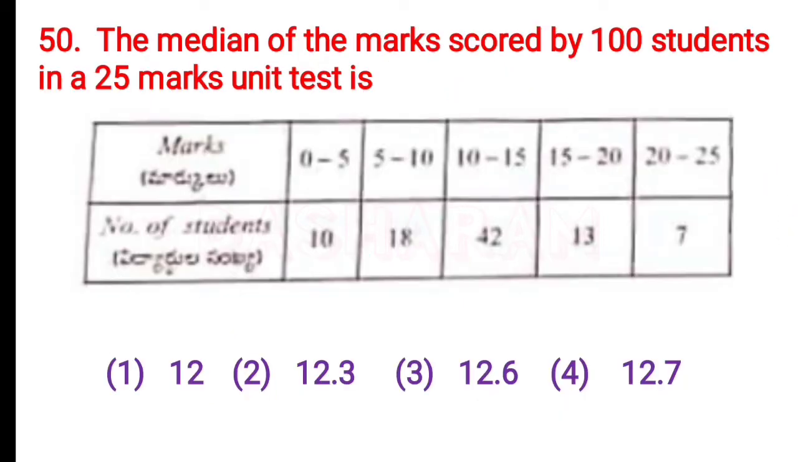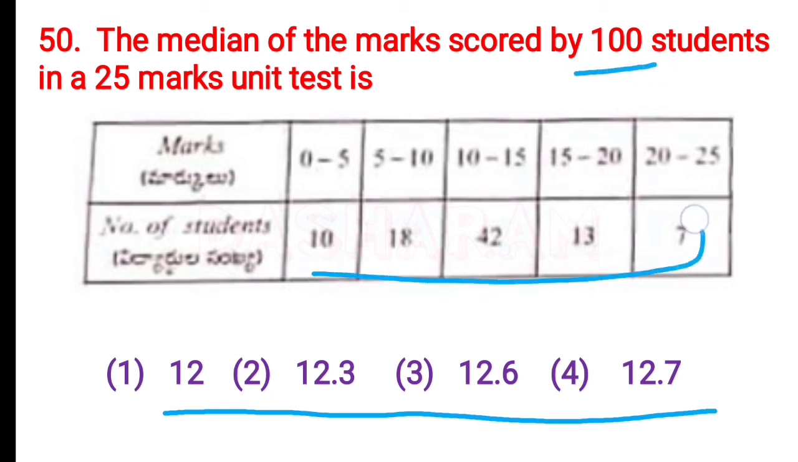But there is no option containing 12.02. So I think here they mentioned 100 students, but when you add these students it is 90. I think the question is wrong.